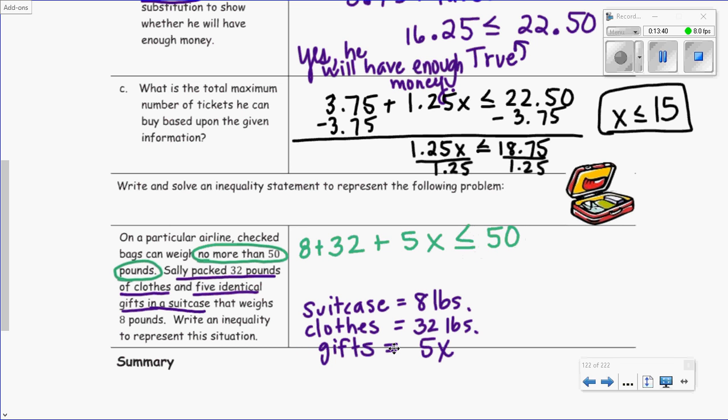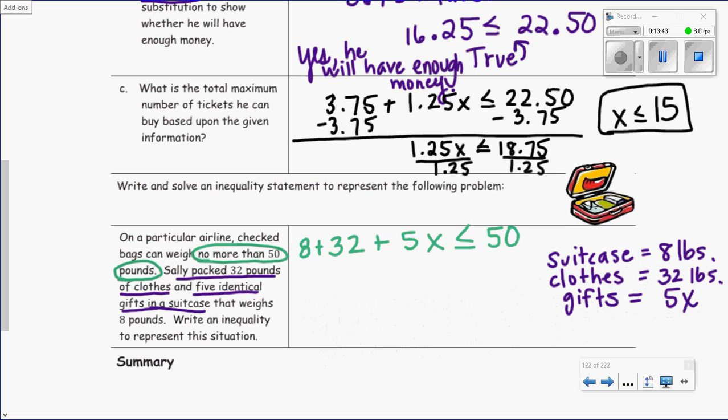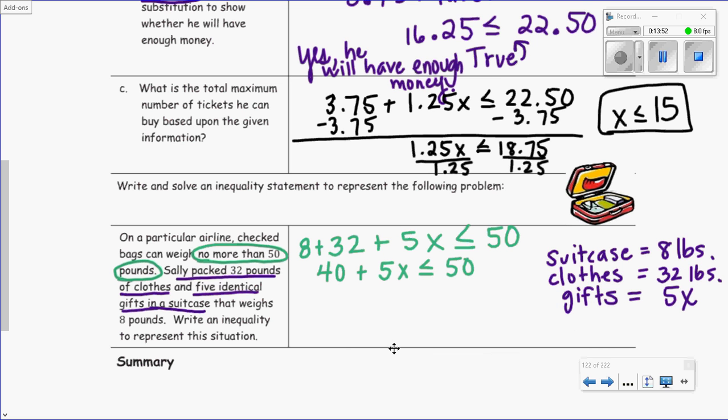Okay, and now if we solve that, it's really not too bad because we're going to see some like terms there, and that would be 40 plus 5x. So the suitcase and the clothes weigh 40 pounds, so those gifts cannot weigh more than 10 pounds in total, because if everything else weighs 40, the gifts can't weigh more than 10 because 40 plus 10 is 50. Now we want to know each gift. Divide by 5. The gifts have to weigh less than or equal to 2 pounds each.